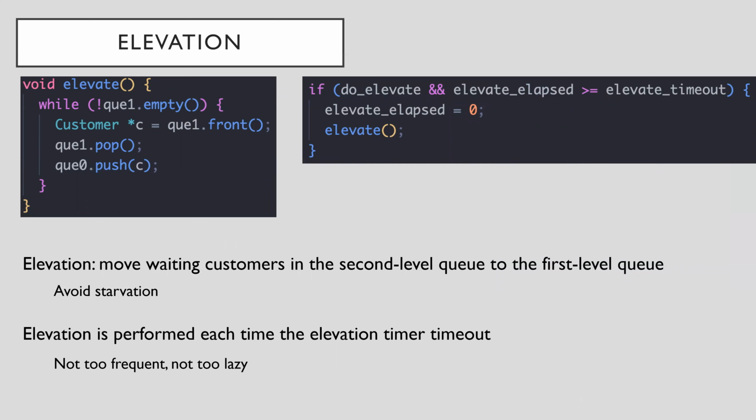To avoid starvation, the MLFQ scheduler will move all jobs in the lower queues to the topmost queue periodically. On each tick, if we find that the elevation timer times out, an elevation is performed to move all customers from Q1 to Q0. Note that the elevation cannot be done too frequently or too lazily. If it's too frequent, there's no difference between high priority customers and low priority customers. If it's too lazy, some low priority customers may be temporarily starved.